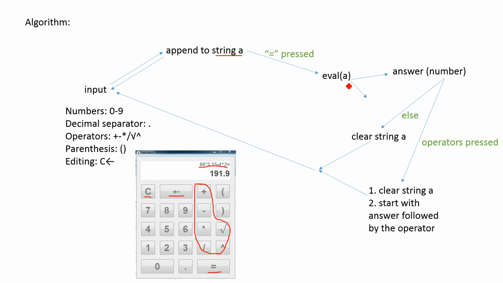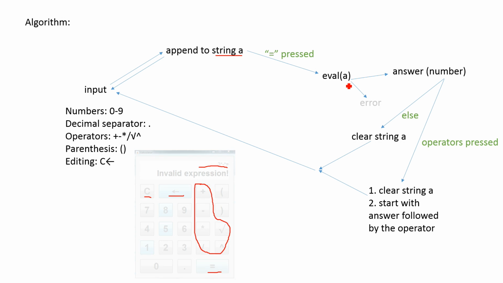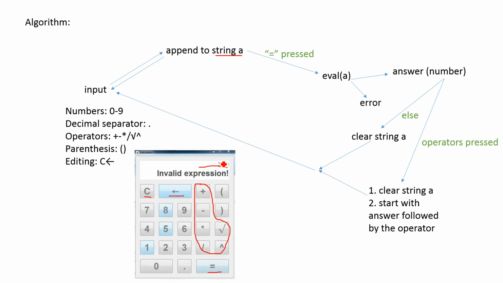Another possibility is that string A is not a valid form, something that doesn't make sense. For example, you have 3 multiply minus multiply, so this is something illegal, and then we would like to detect the error and write invalid expression in the answer line.